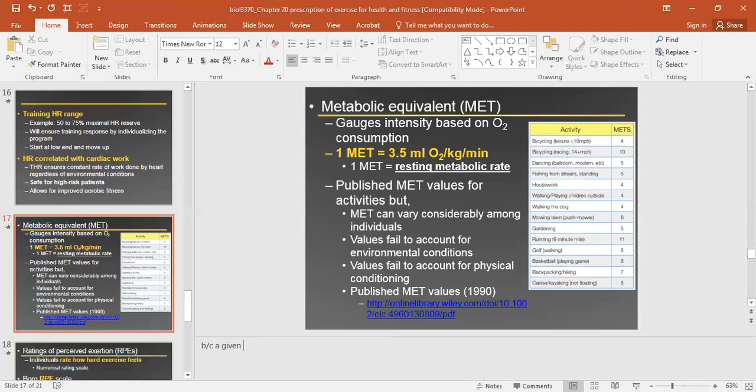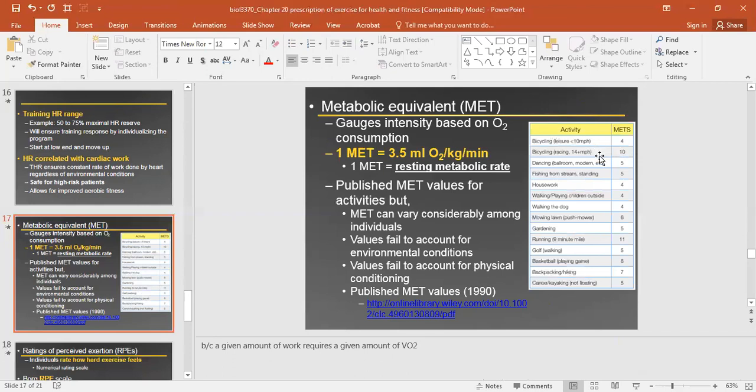It gauges the intensity of exercise based on oxygen consumption, because a given amount of work requires a given amount of VO2. So we know that at a particular intensity of work, you need to consume a certain amount of oxygen. There are published MET values. So this link, the published MET values, is an incredibly extensive book. So I gave you an example here in this figure of particular MET values, like bicycling at a little bit less than 10 miles per hour is a MET value of 4.